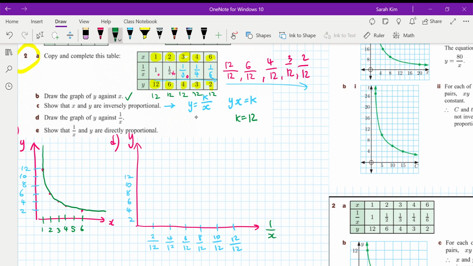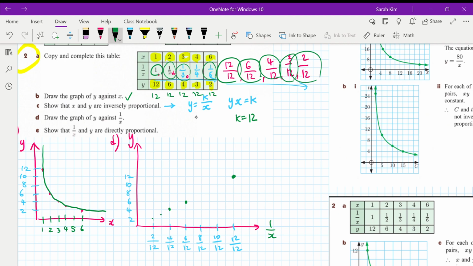So when my x is 1, which is the same as 12 over 12, over here my y is 12. When my x is a half, which is 6 over 12, my y is 6. When my x is 1 over 3, which is 4 over 12, my y is 4. When my x is 3 over 12, which is approximately here, my value is 3, so right there. When my x is 1 over 6, which is the same as 2 over 12, my y value is 2. So here we go.